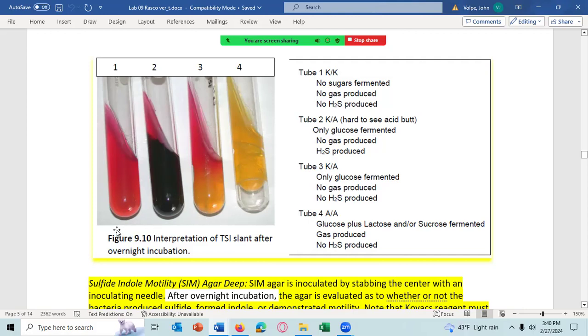This test is fairly difficult to realize what's going on because so many different things can happen in this one test.